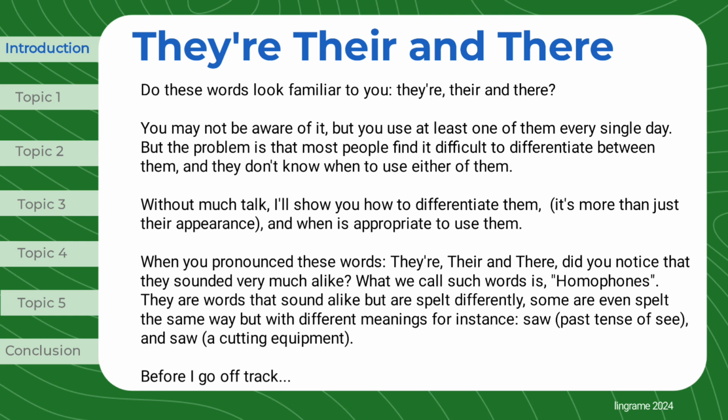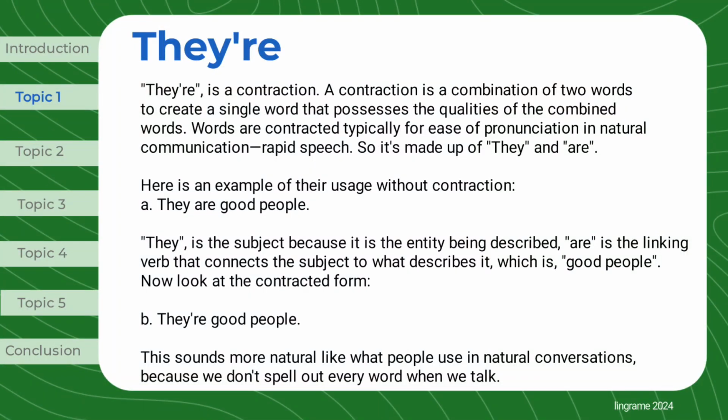Before I go off track, they're is a contraction. A contraction is a combination of two words to create a single word that possesses the qualities of the combined words. Words are contracted typically for ease of pronunciation in natural communication, rapid speech. So it's made up of they and are.